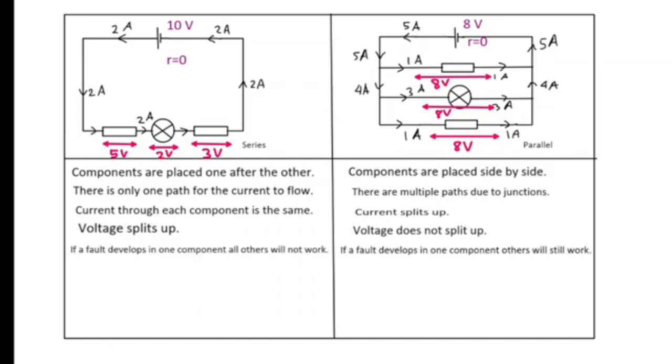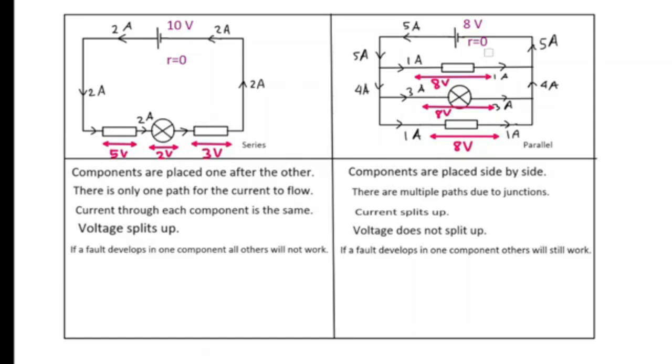Now the next difference is that in a series circuit, if a fault develops in one component, all others will not work. Now let's say this bulb breaks, something happens. Now you can clearly see there is a gap in the circuit. So when there is a gap, current cannot pass through. So what will happen? None of the other components will work, so everything will break.